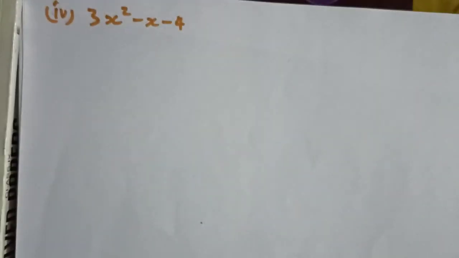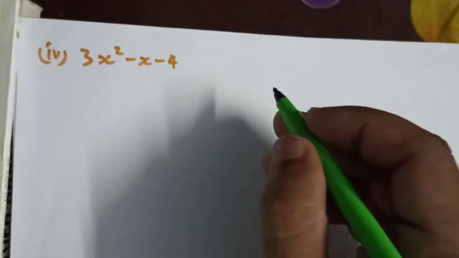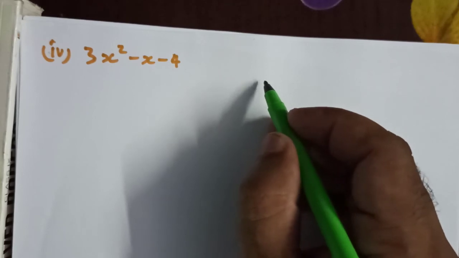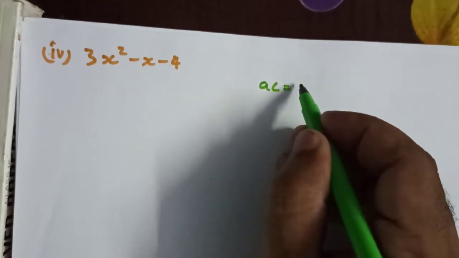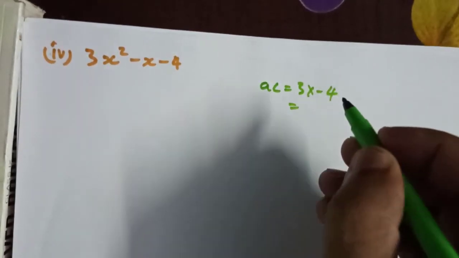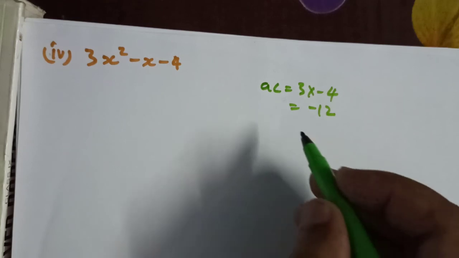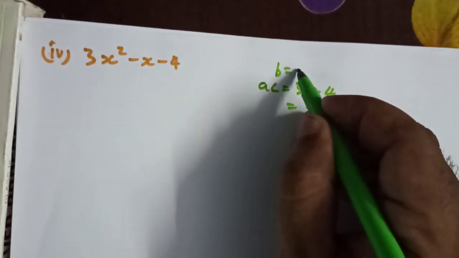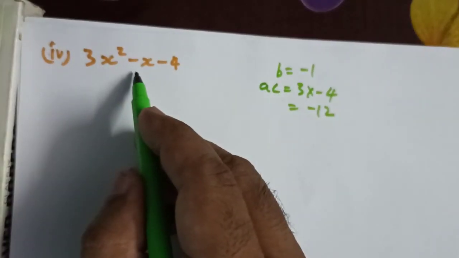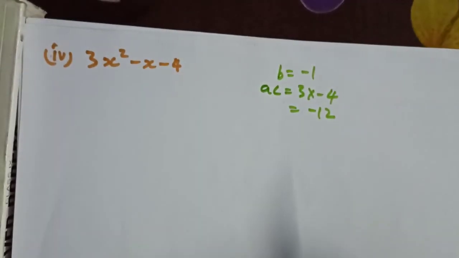Okay, so part number 4, 3x square minus x minus 4. So in this also, very similar, we will see what is AC given. So the product of first and the third, AC, that is A is given 3 and C is given minus 4. So AC is 3 times minus 4, that is equal to minus 12. Again same thing, we will find out the factors of minus 12 such that the sum will be equal to B. B is what? Minus 1. Since it is given minus x, the value of B is minus 1, and AC will be 3 times minus 4, that is minus 12.